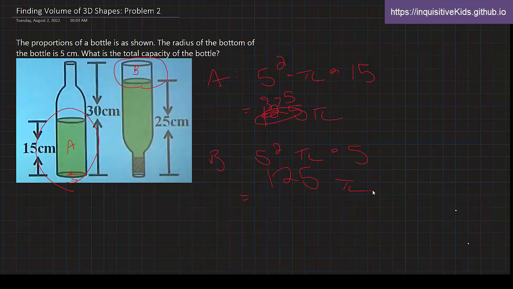After adding these together, we get A plus B is equal to 500 pi. So our final answer is 500 pi.